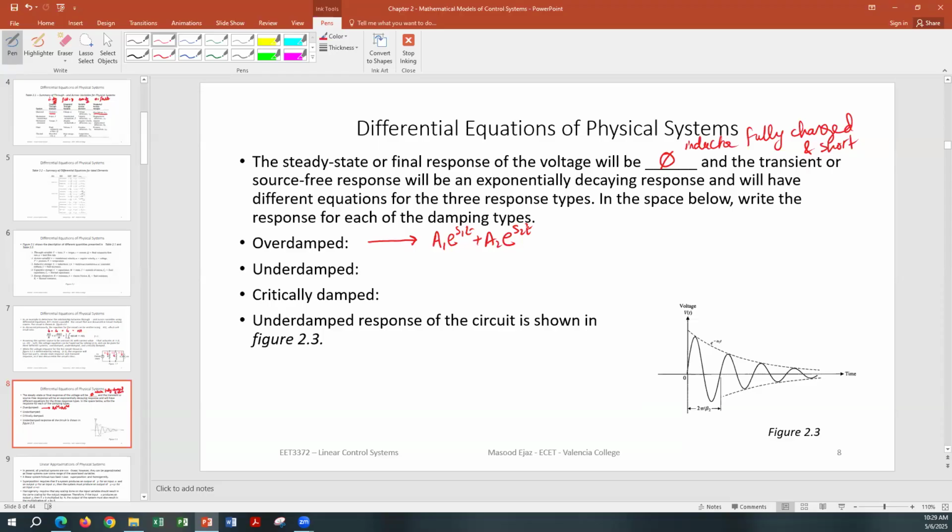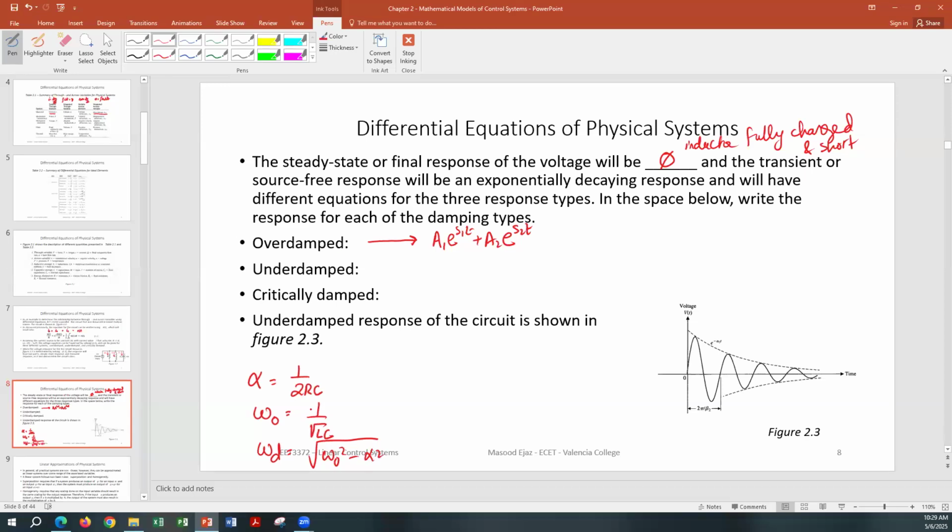The Neper frequency is alpha, and for the parallel RLC circuit, alpha was 1/(2RC), if I remember correctly. Then you have omega naught, the resonant frequency, which is 1 over the square root of LC. Then you have omega d, the natural resonant frequency for the underdamped circuit. If the response is underdamped, the frequency of the sinusoid is omega d, given by the square root of omega naught squared minus alpha squared, when omega naught is greater than alpha. Then your case is underdamped.